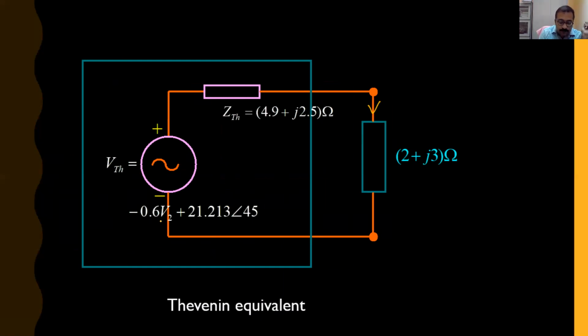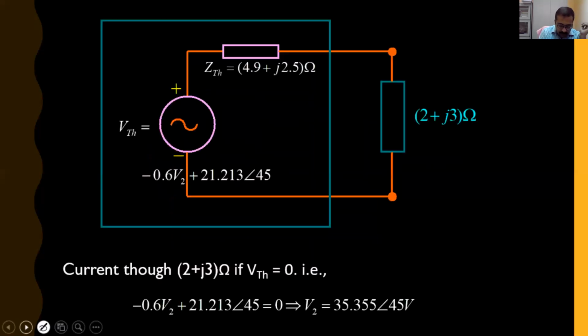That means minus 0.6 V2 plus 21.213 angle 45 is equal to 0. This is the condition from which you get your V2 as 35.355 angle 45 volts. This is how to apply Thevenin's theorem, right?